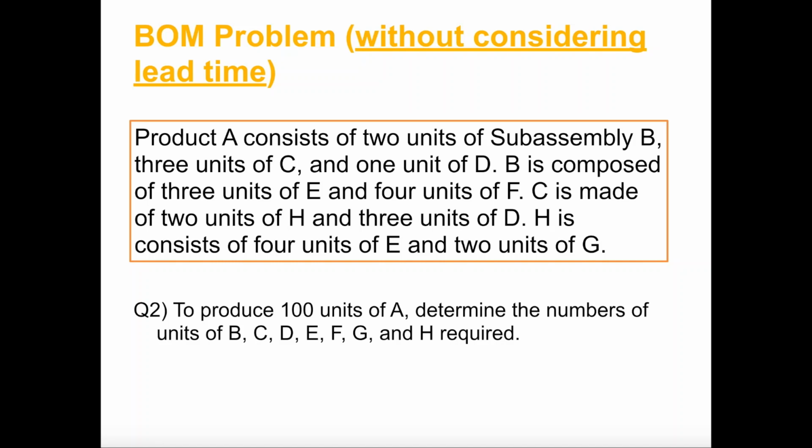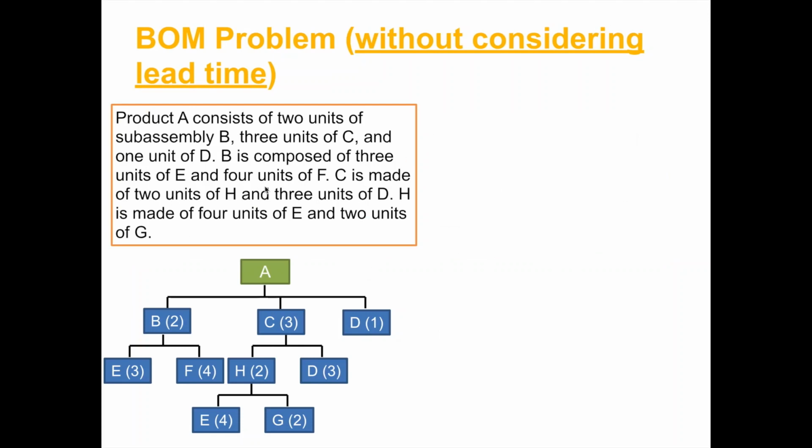Question number 2 is also pretty much like question number 1. Based on this information, you can draw the BOM tree like question number 1. After drawing the BOM product structure tree, then you need to calculate how many units of each component are required to produce 100 final products A. Based on this given information, I draw the BOM product structure tree for you here.